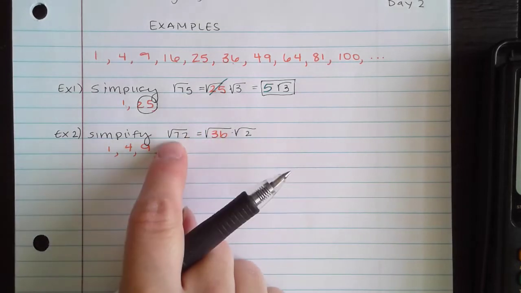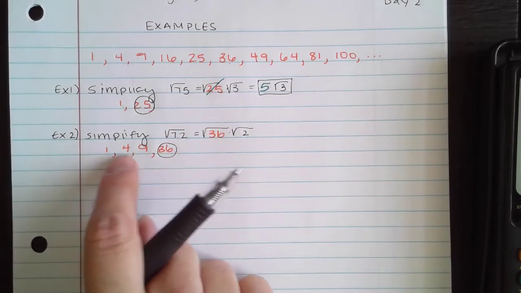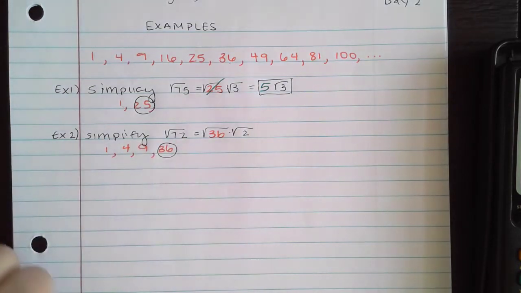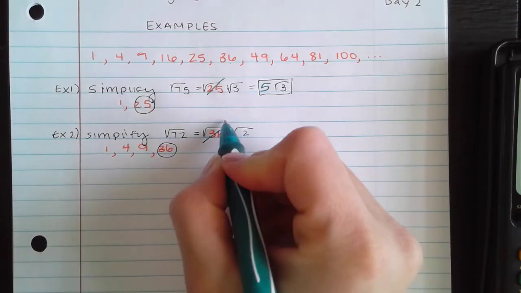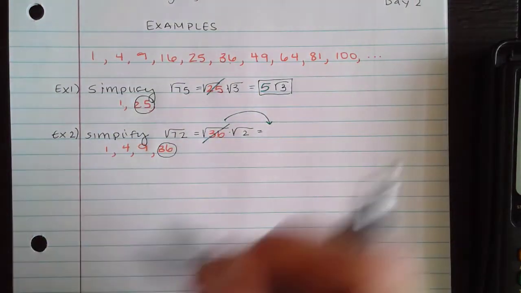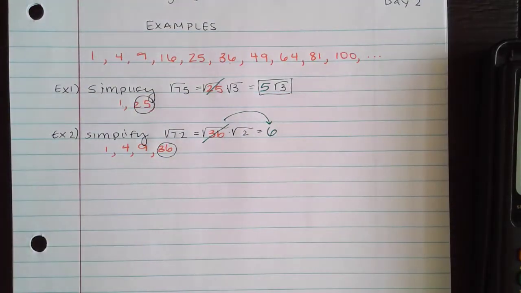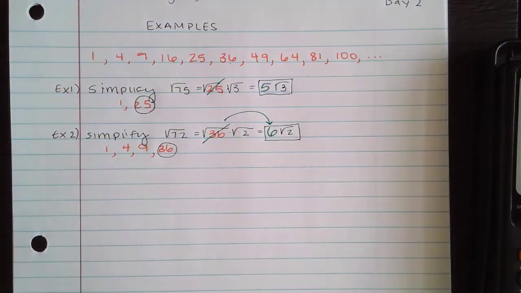Hopefully that seems to be an easier task right now. You take this and you figure out which is divisible by it and you pick the biggest one. And then lastly, we take the square root of 36. Why? Because what is the square root of 36? It's 6. And can I simplify the square root of 2? No. So that's my final answer there.